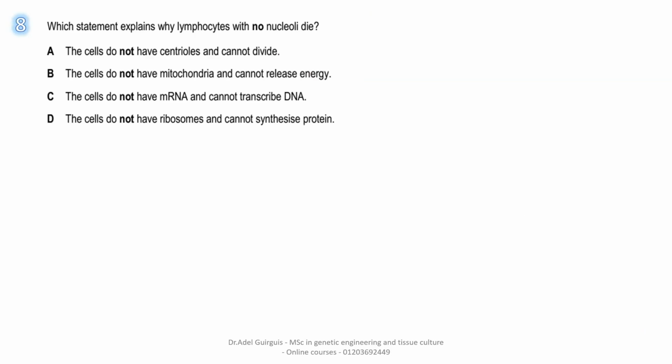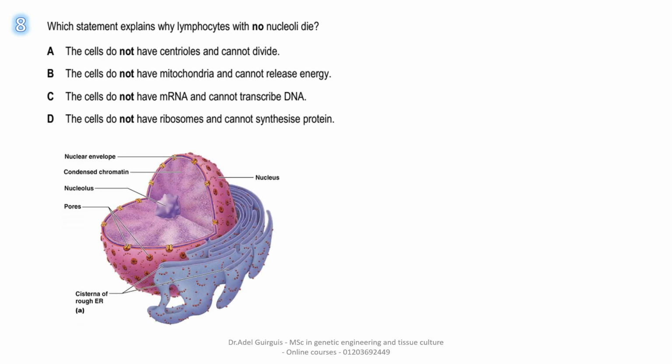For 8, which statement explains why lymphocytes with no nucleoli die? Letter A, the cells do not have centrioles and cannot divide. Letter B, the cells do not have mitochondria and cannot release energy. Letter C, the cells do not have mRNA and cannot transcribe DNA. Letter D, the cells do not have ribosomes and cannot synthesize protein. What is the nucleoli or nucleolus? Look at nucleolus. What is its importance?